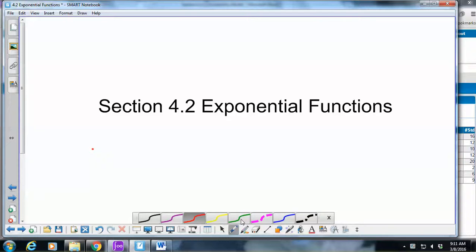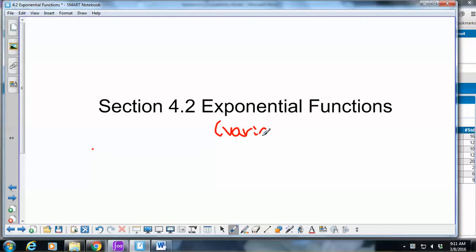In those regular functions, the base was the variable. In an exponential function, the variable is in the exponent. So we're looking at things like 3 to the x, 5 to the x plus 3, negative 2 to the x minus 1. Something with a variable in the exponent.